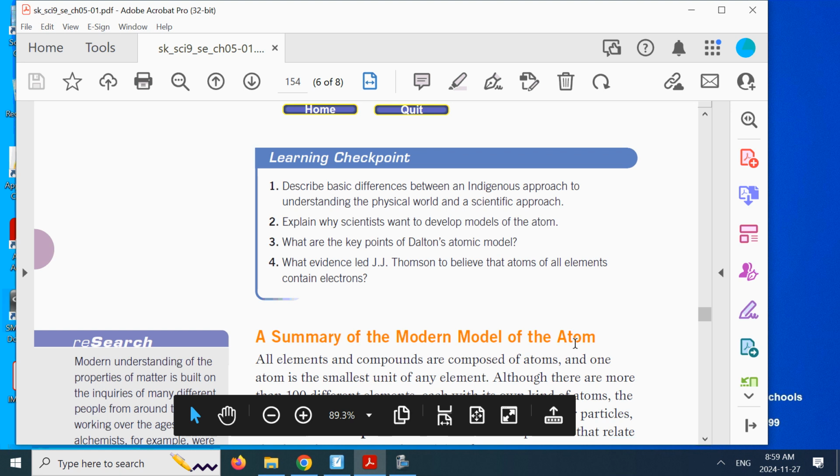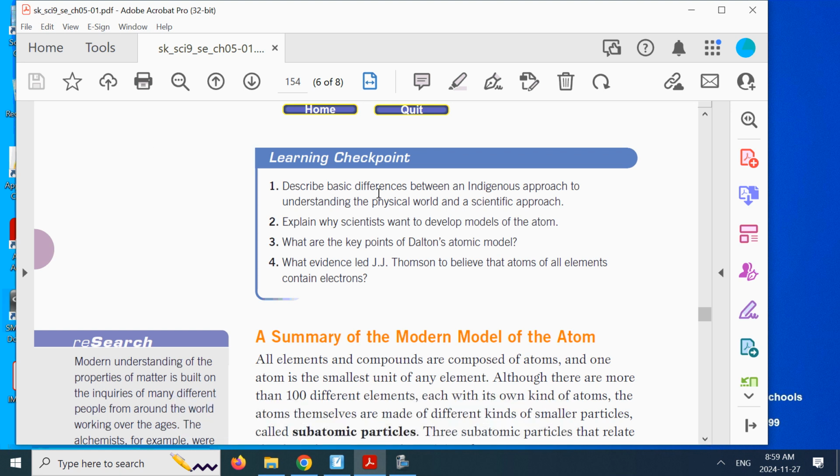I don't think this is a surprise. I've got some questions for you to follow up. Describe basic differences between an indigenous approach to understanding the physical world and a scientific approach. Holistic versus individually. Okay, we scanned over that.